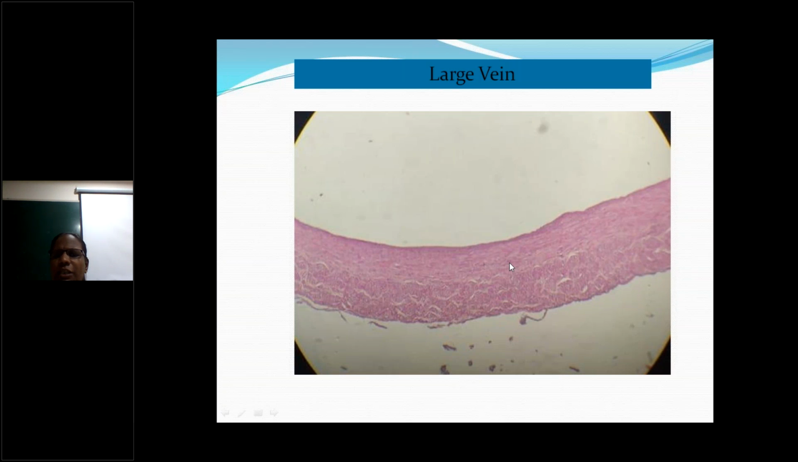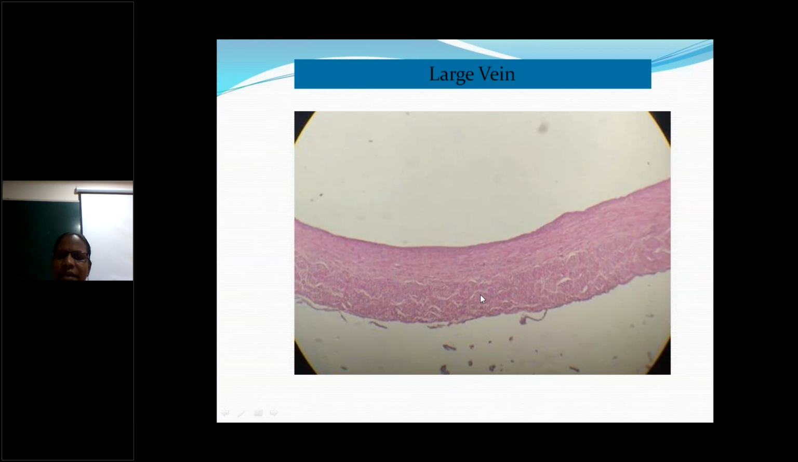Tunica media contains collagen fibers, elastic fibers, and some circular layers of smooth muscle fibers, all three equal in number, along with the fibroblast cells. The main identification feature in the large vein is that a large amount of tunica adventitia is present. In the tunica adventitia, it is present in large amount.